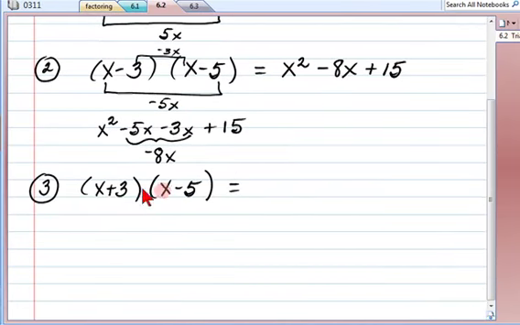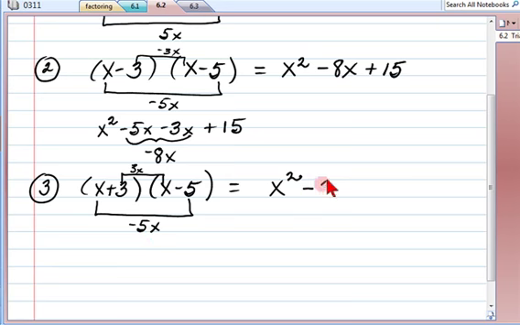The product of the first, x times x, is x squared. The outer product is negative 5x. The inner product is positive 3x. Now this time they have different signs. So if I have one positive and one negative, I subtract, keeping the sign of the greater one, from minus 2x. Product of the last is minus 15. So this time I got a last term which was negative, and that makes sense because I multiplied one positive times one negative to get that minus 15.